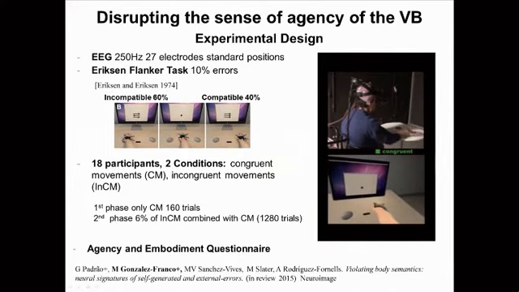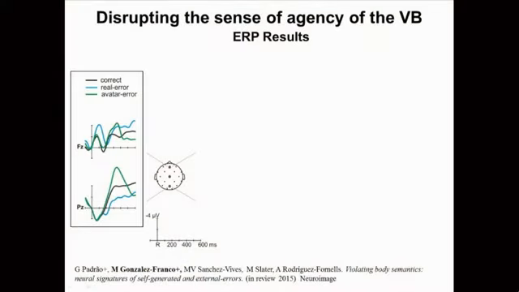Okay, so we can see we have these two conditions, really: congruent movements and incongruent movements. And we ask participants to go through 1,280 trials, which is like 15 minutes of this task.